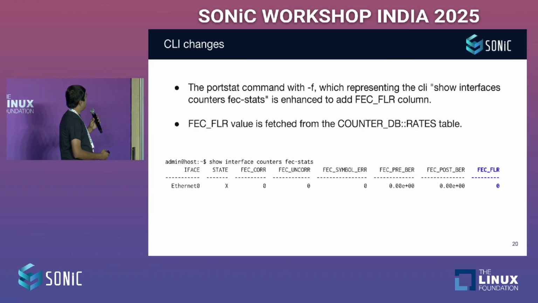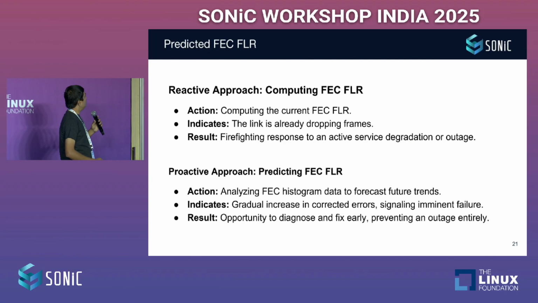We already have the portstat command, which corresponds to the CLI, show interfaces counters fec-stats. Now we have enhanced it to support the FEC FLR column. It shows the FEC FLR which is stored from the orchagent side. It is populated to the DB, and the same thing we are just displaying here now. So we have FEC FLR and everything.